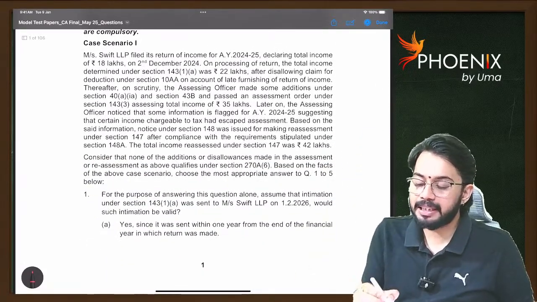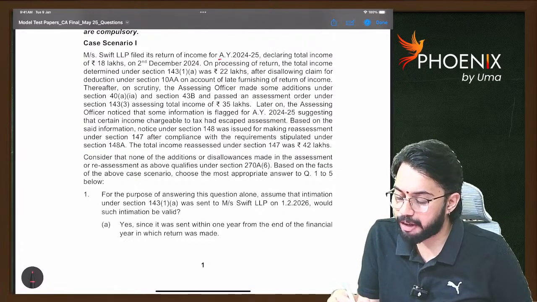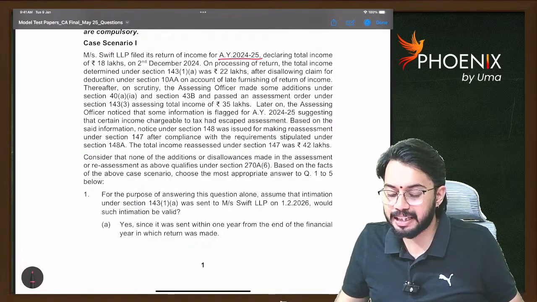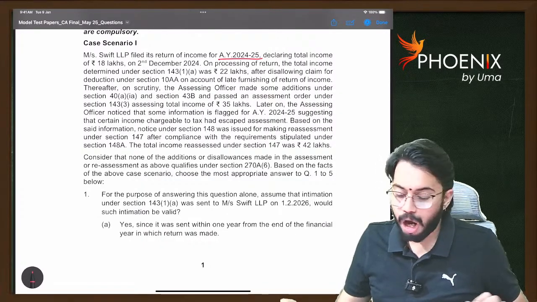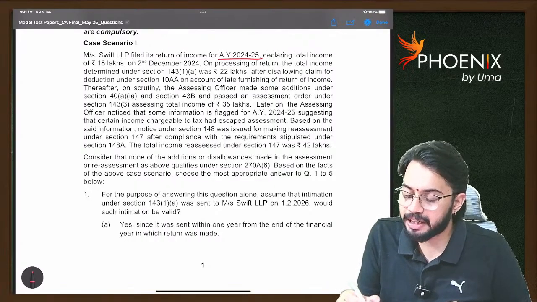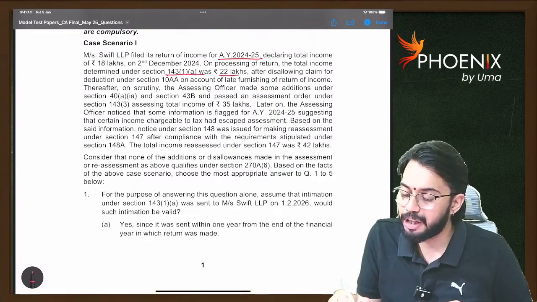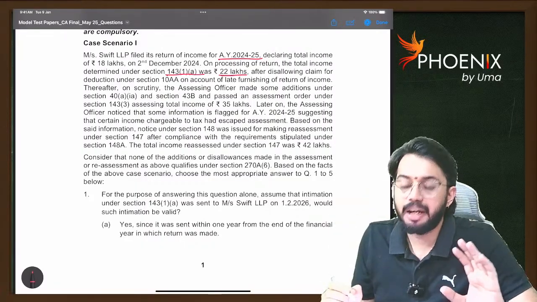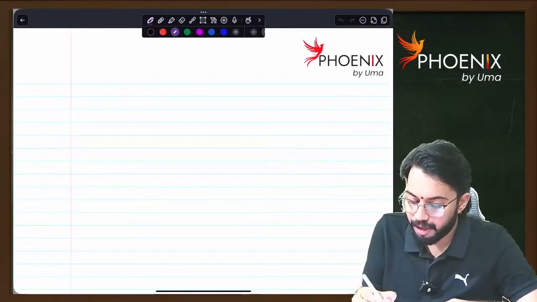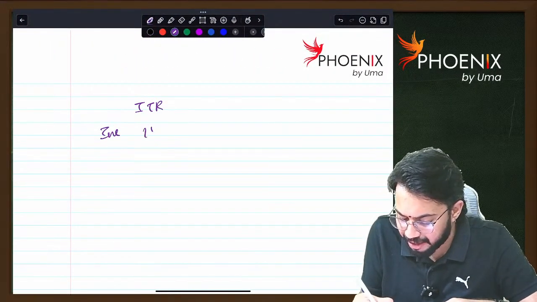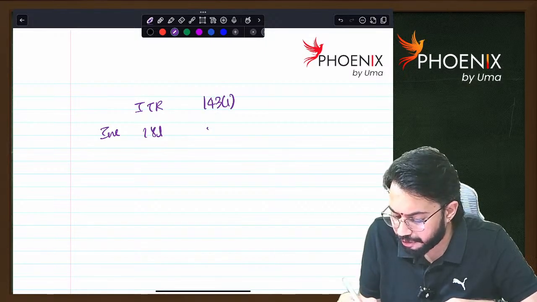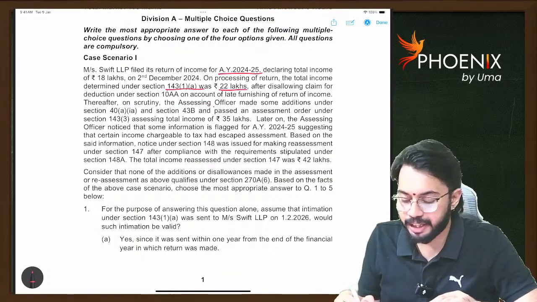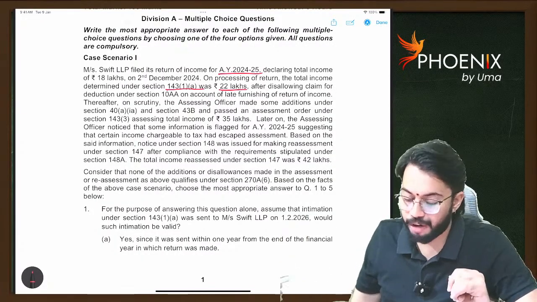Merces Swift LLP filed its return of income for assessment year 24-25, declaring total income of 18 lakhs on 2nd December 2024. On processing the return, total income determined under section 143(1)(a) was 22 lakhs. You know 143(1), right? Intimation. So he filed ITR, intimation generated. As per ITR, income is 18 lakhs. As per intimation under section 143(1), income is 22 lakhs, after disallowing claim for deduction under section 10AA on account of late filing of return of income.